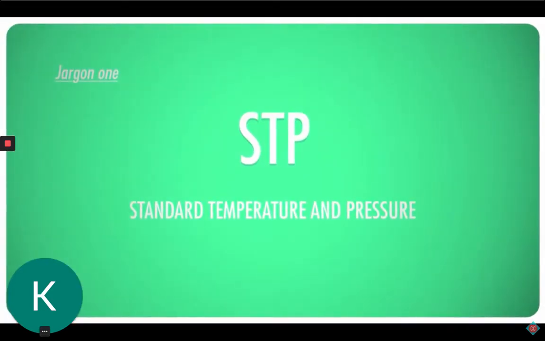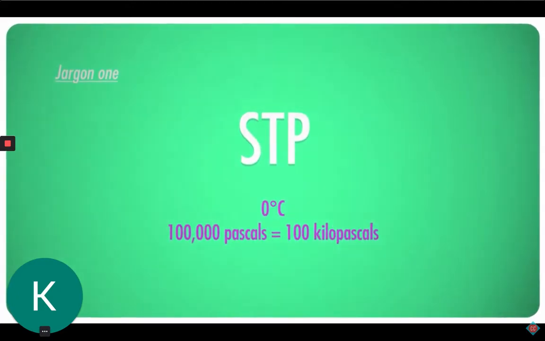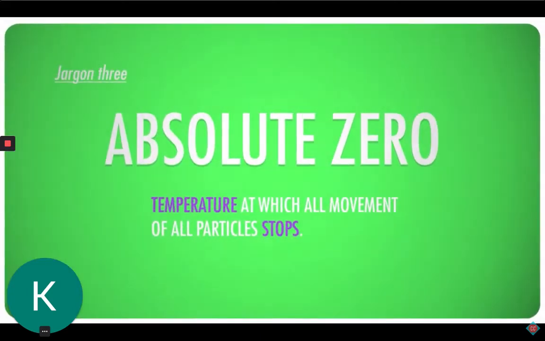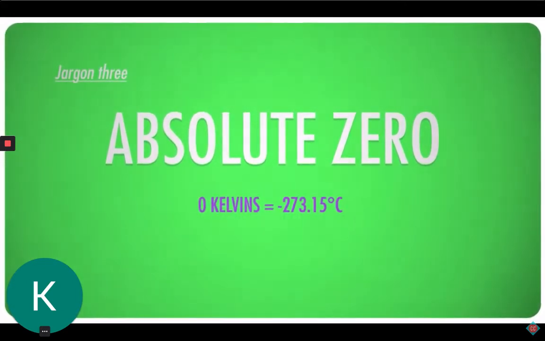STP means standard temperature and pressure, which, according to the lords of chemistry, is 0 degrees Celsius and 100,000 pascals, or 100 kilopascals. 1 mole of any ideal gas takes up 22.4 liters of space at STP, which is a fact that can simplify a lot of calculations. Absolute zero is the temperature at which all movement of all particles stops. It is 0 kelvins, or negative 273.15 degrees Celsius.